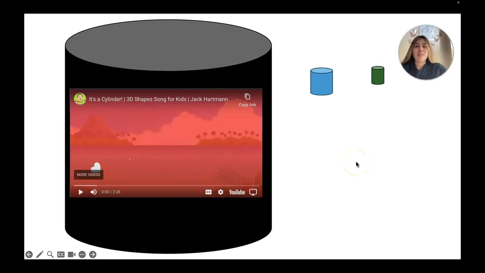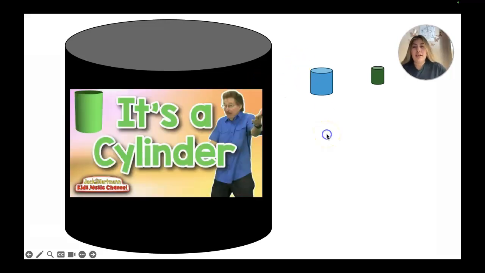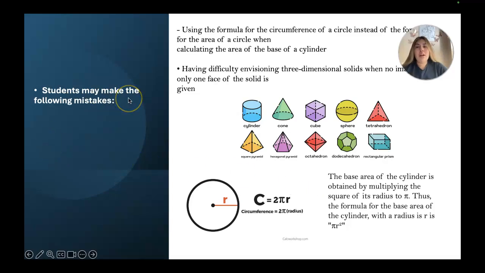So that was just a small clip, which I thought was really cute because it shows different examples of cylinders that we see in our daily life. Some common mistakes students make are, for example, using the formula for the circumference of a circle instead of the formula for the area of a circle when calculating the area of the base. Here I have the formula for the base area of a cylinder, which is not the same as the formula for the circumference of a circle. Knowing that there are different formulas for different shapes is very important because they are not the same.